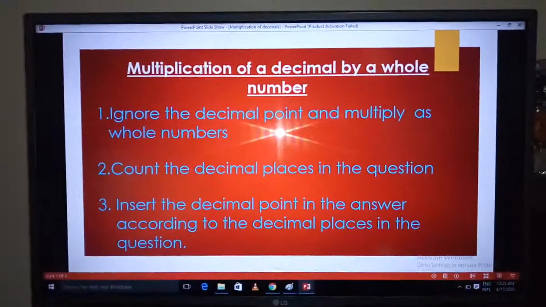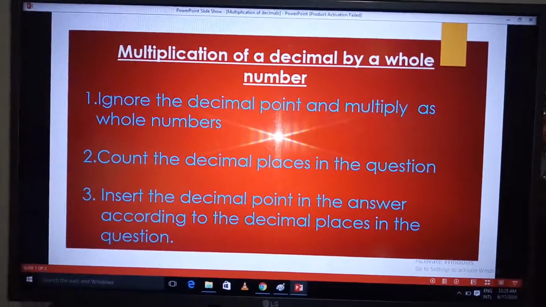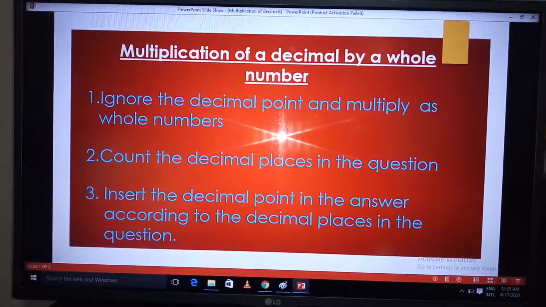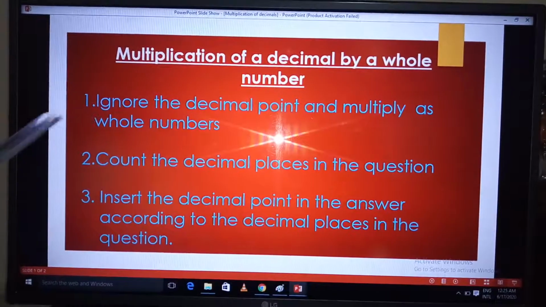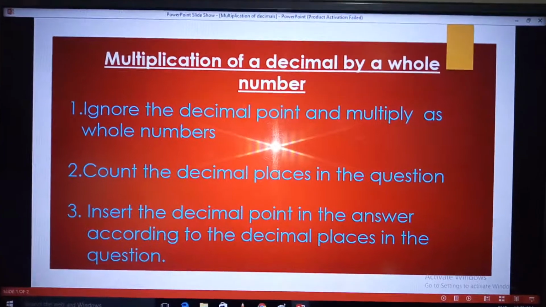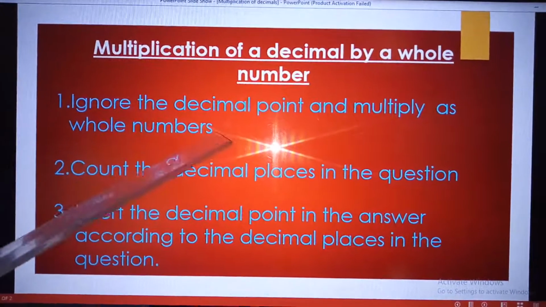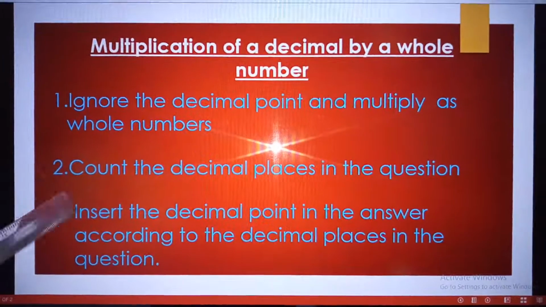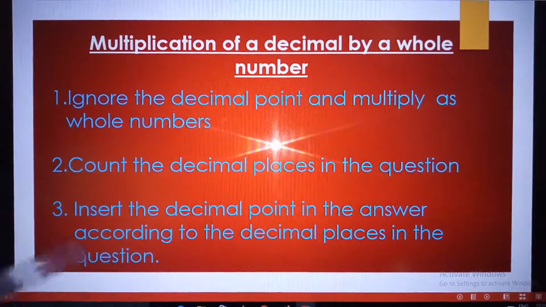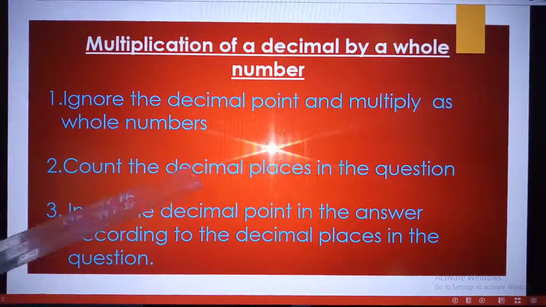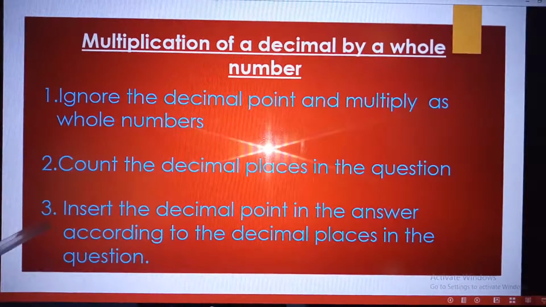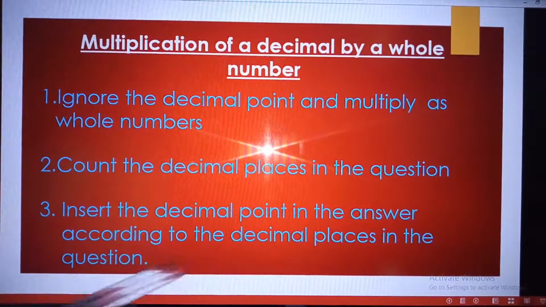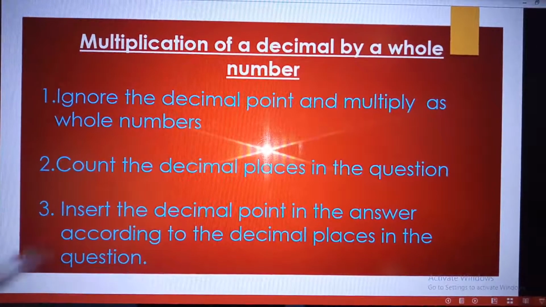There are several steps that you're supposed to follow when multiplying a decimal by a whole number. I'll take you through the steps. Step number 1, ignore the decimal point that is in the question and multiply as whole numbers. Don't worry, I'll explain that. Number 2, count the decimal places in the question. And thirdly, insert the decimal point in the answer according to the decimal places in the question.